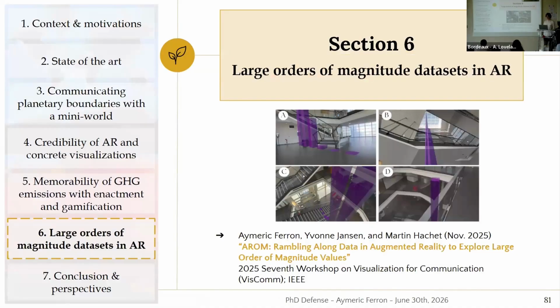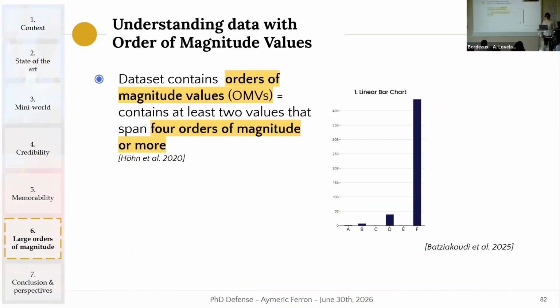So in this project, I will present a proof of concept of a new type of visualization experience that we call AROM. This project has been published as a workshop paper during the IEEE Vis conference in 2025. In this work, we focus on datasets containing orders of magnitude values, that is, datasets containing at least two numerical attributes that span 4 orders of magnitude or more.